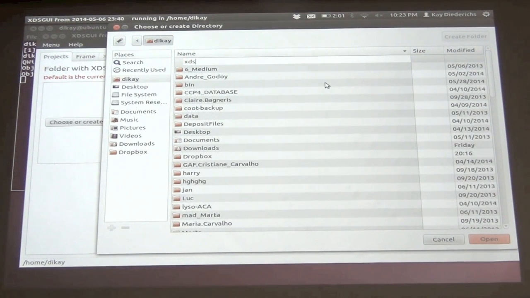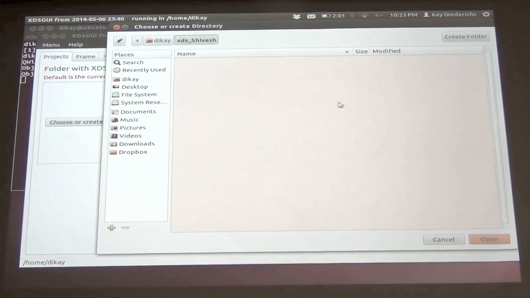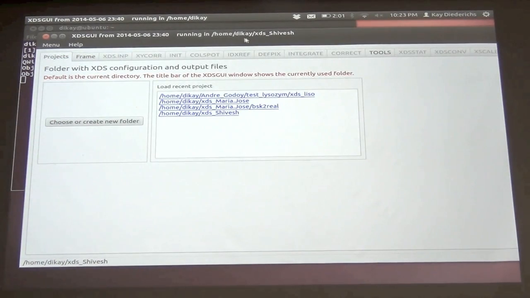And okay, now let us create a data processing folder for this project. It's called XDS Shivish. Raise your hand, Shivish. Can you say your name? S-H-I-V-I-S-H. Okay. So you want to have a new folder for each project. In this case, I created just in my home directory XDS_Shivish.